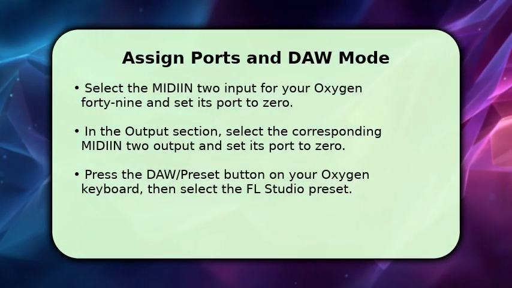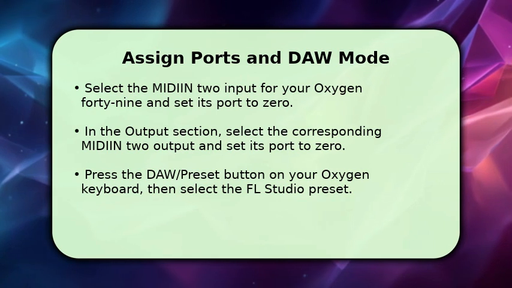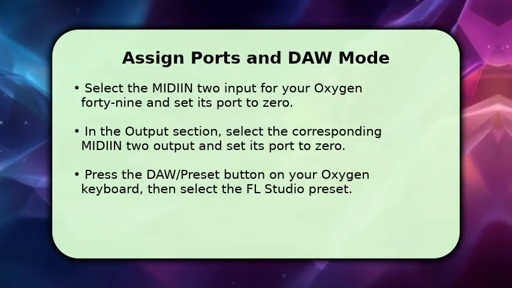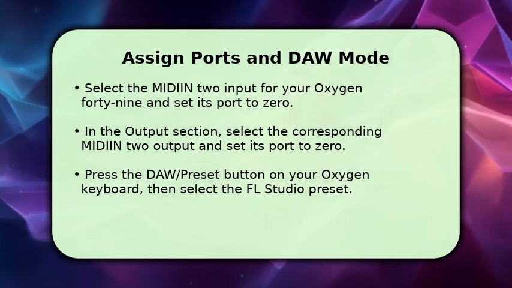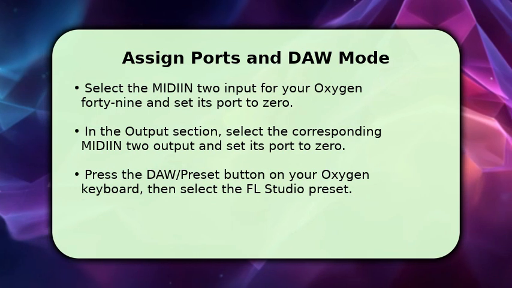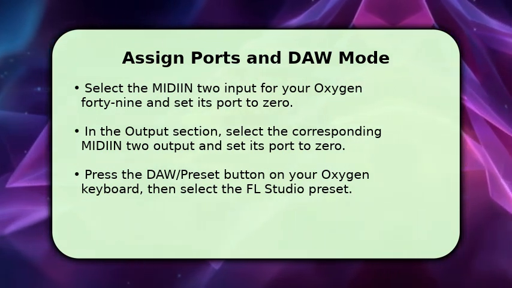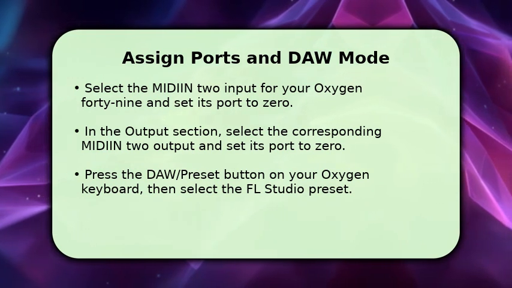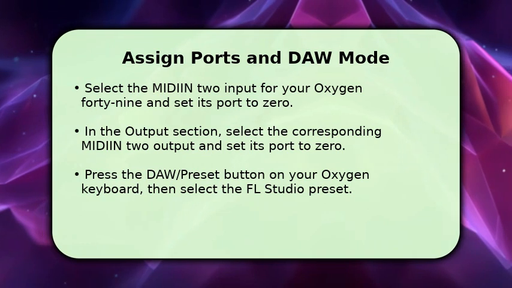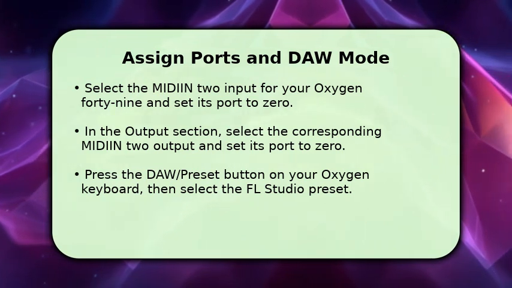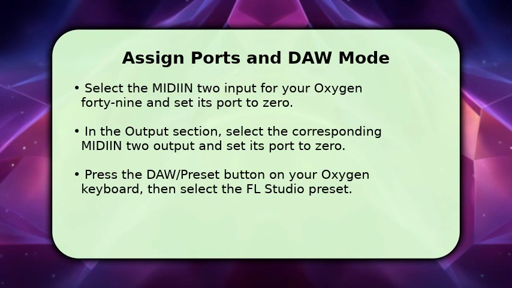Now, let's assign the correct ports and activate DAW mode. Find the MIDIIN2 input for your Oxygen 49, which might be labeled DAW on some systems, and set its port to 0. Do the same for the MIDIIN2 output in the Output section, setting its port to 0 as well. Finally, press the DAW/preset button on your Oxygen keyboard. Then hold it and scroll to select the MEC1 or FLSD preset for optimal FL Studio integration.